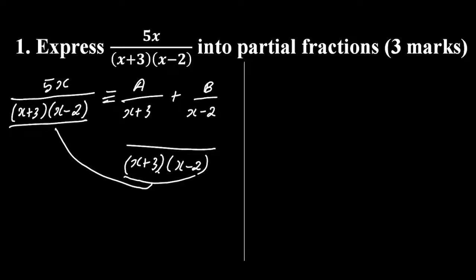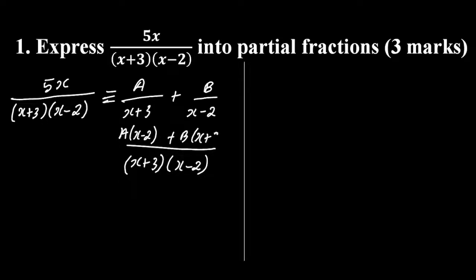Now, if we take the denominator and we divide by x plus 3, we are going to have x minus 2. So here we have A into x minus 2. If we do the same thing here, we're going to have B into x plus 3. Now we're going to compare this, because remember, this was 5x divided by (x plus 3)(x minus 2). Since the denominator here is the same as the denominator here, the numerator should also be the same, since we are dealing with the same fractions.